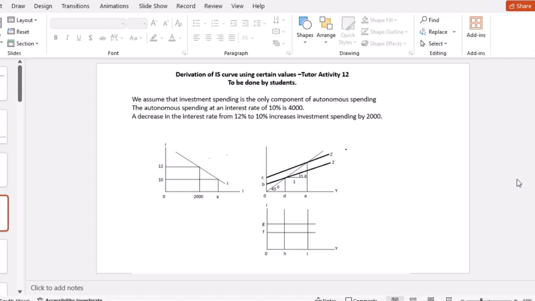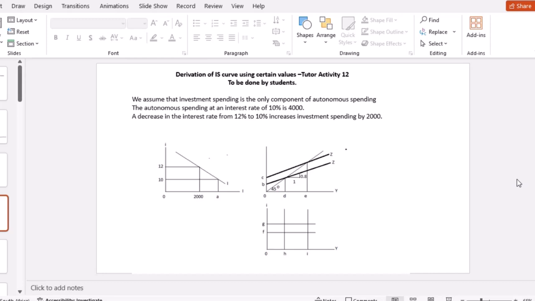On the vertical axis, we've got interest rates, right? 10% and 12%. At 12%, your level of investment is 2,000. At 10% now, what is your investment? It tells you there. Your autonomous spending at an interest rate of 10% is 4,000. There's your interest rate, 10%, in the first figure. You take it straight across to the investment and you drop it to A, 4,000. So application of theory is extremely important. Okay, so A is 4,000.